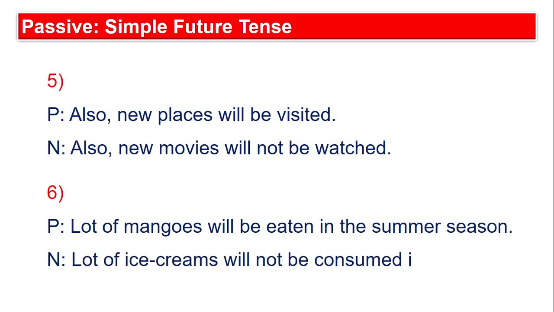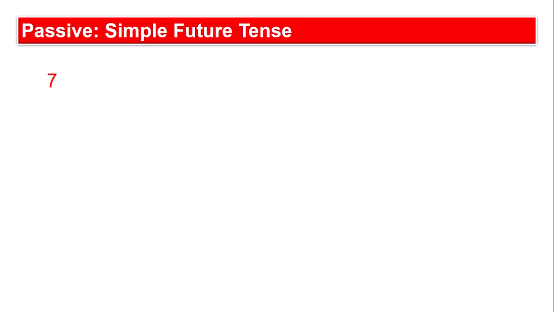A lot of mangoes will be eaten. Mango is very favorite in this part of the continent in India. A lot of mangoes will be eaten in the summer season. A lot of ice creams will not be consumed in the season. So ice cream is not that good. Mangoes are natural to eat, and therefore a lot of mangoes will be eaten, whereas ice cream won't be eaten too much in this season.